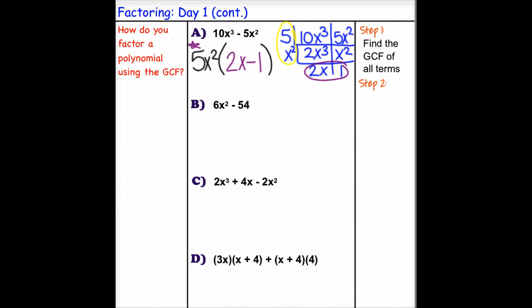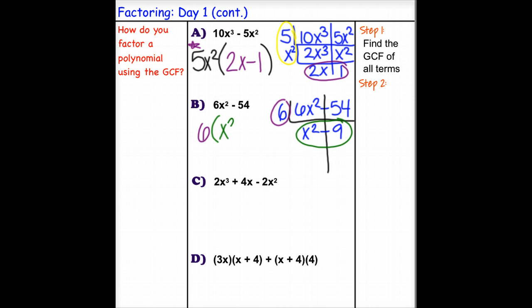Looking at part B, I see that I can divide out of 6x squared minus 54. When I make my box, I can divide out a 6, which leaves me with x squared minus 9. Can't do anything more, which means that I have my solution of 6 times x squared minus 9. Color coding so you can keep track of them in your notes.